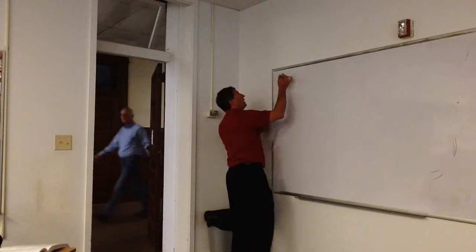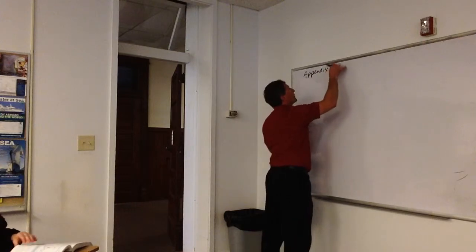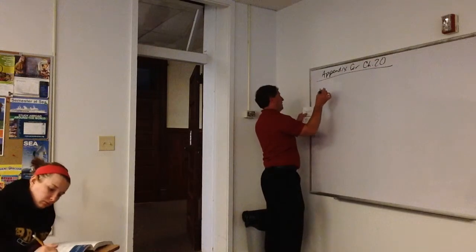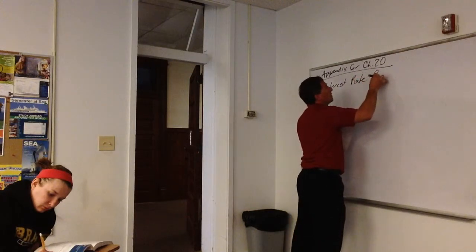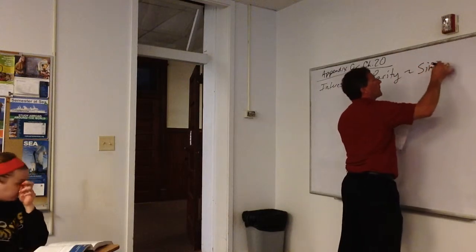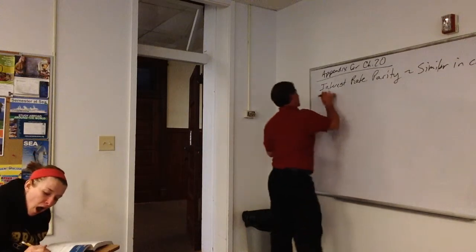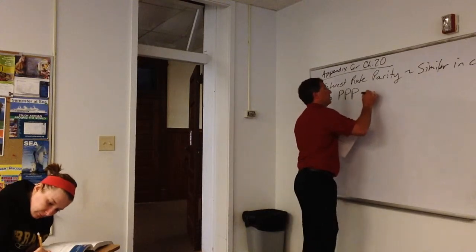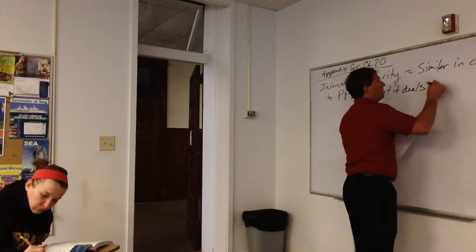All right, so let me go ahead and put, this is the appendix for chapter 20. It's only like 2.5 or 3 pages. And this is interest rate parity. So it's similar in concept to purchasing power parity, PPP, except it deals with interest rates.